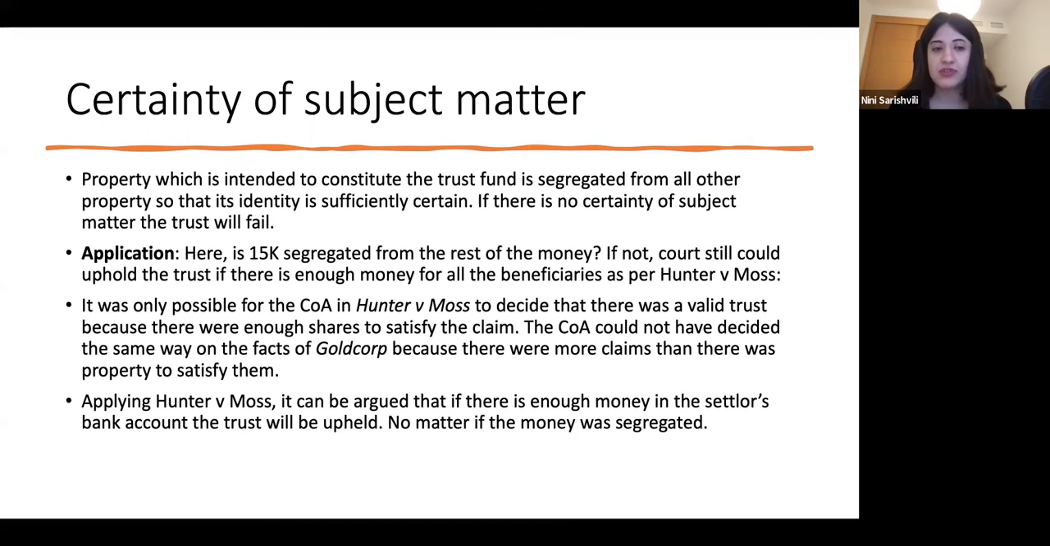In this case, it was decided that even if the shares of the company were not segregated from the rest of the shares, the trust was still valid because there was no difference from one share to another. So here we're talking about the money, and it's not actually that much of a difference to segregate the money from each other, because if it was about bottles or some kind of tangible object that is different from one another, that would be different. But for shares, for money, it's more likely that the Hunter versus Moss principle will apply. So now, applying Hunter versus Moss, even if the money is not segregated, most likely the court may argue that there is certainty of subject matter.